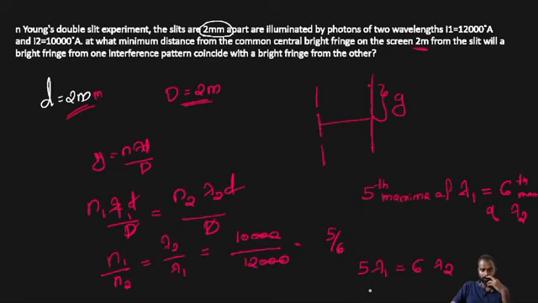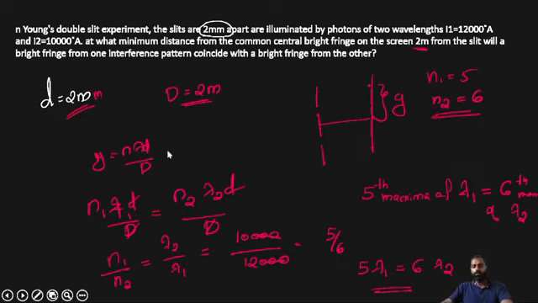Okay, then let's check it. 5 into 12,000 and 6 into 10,000. Okay, this is the same. So this is the answer. Here some options are there. What are the numbers of n1 and n2 values? So n1 will be 5, n2 will be 6. Hope this problem is clear.